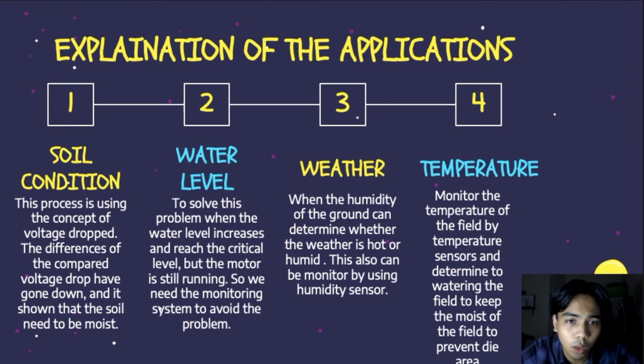And then the weather, where the humidity of the ground can determine whether the weather is hot or humid. This can also be monitored by using a humidity sensor. Lastly, the temperature. Monitor the temperature of the field by temperature sensors and determine when to water the field, to keep the field moist and prevent dry areas.